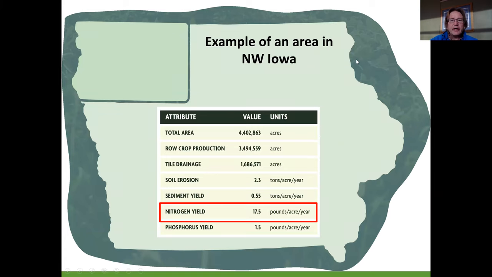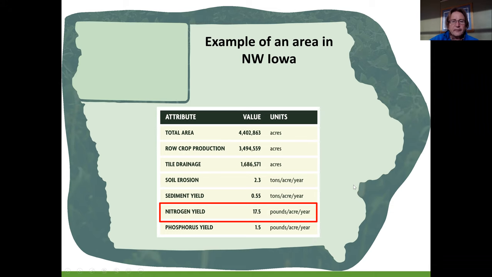Here's an example from an area in Northwest Iowa. This is cropping district number one in Iowa. And you can see in this cropping district, the average nitrogen yield, or nitrogen loss from fields going into tile lines, is about 17.5 pounds per acre per year. I thought that seems pretty small and seems like a good number. It doesn't seem like a lot of nutrients being lost in our ecosystem up there.